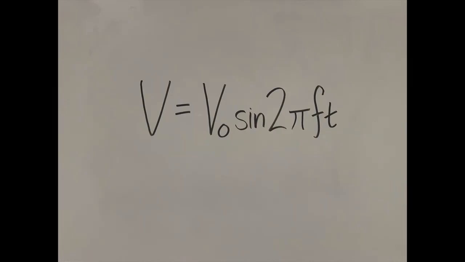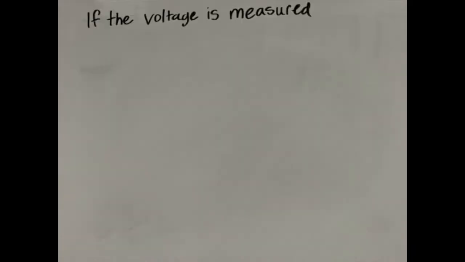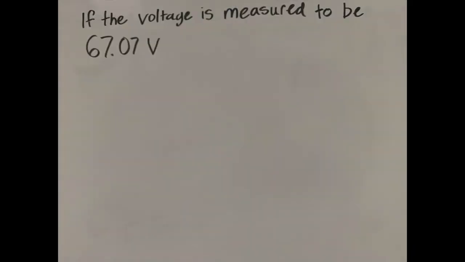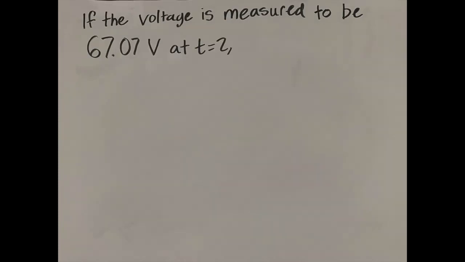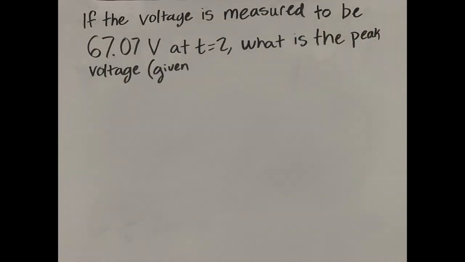Because of the relationship V equals IR, this equation can also be shown as I equals I naught sine 2 pi ft, where I is the current at time t, and I naught is the peak current. So, using this equation, we can determine the peak voltage of AC power. If the voltage is measured to be 67.07 volts at t equals 2, what is the peak voltage given that the frequency is 60 hertz?